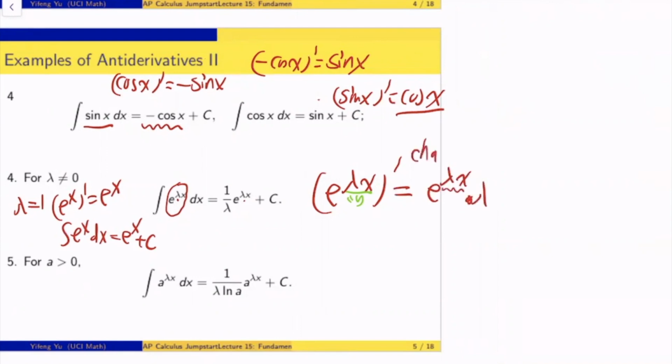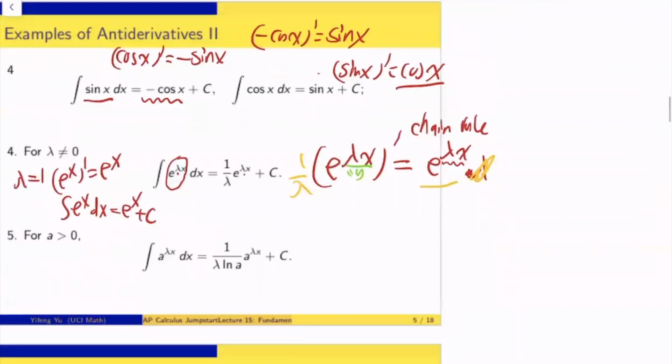Okay, so by the chain rule, if you divide by lambda on both sides, you get rid of the lambda. Okay, so that's the antiderivative of e^(lambda x).